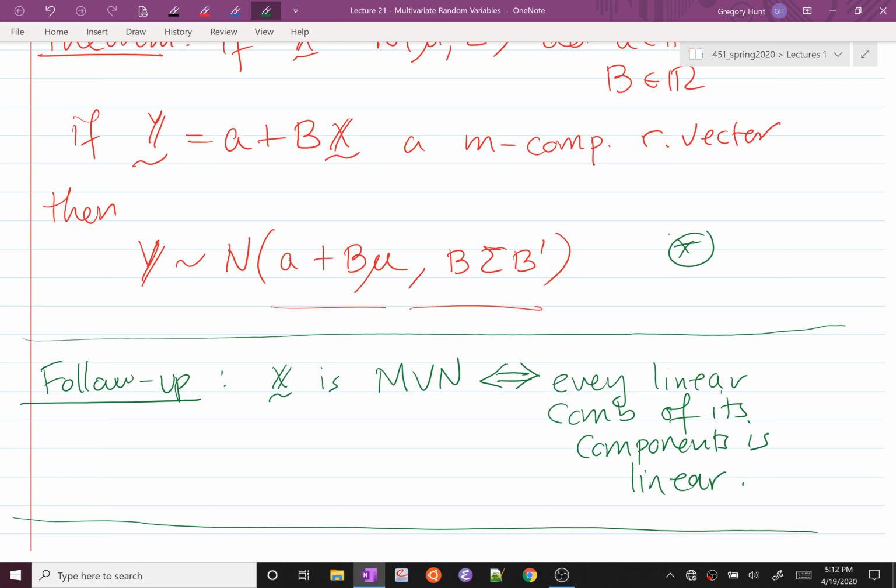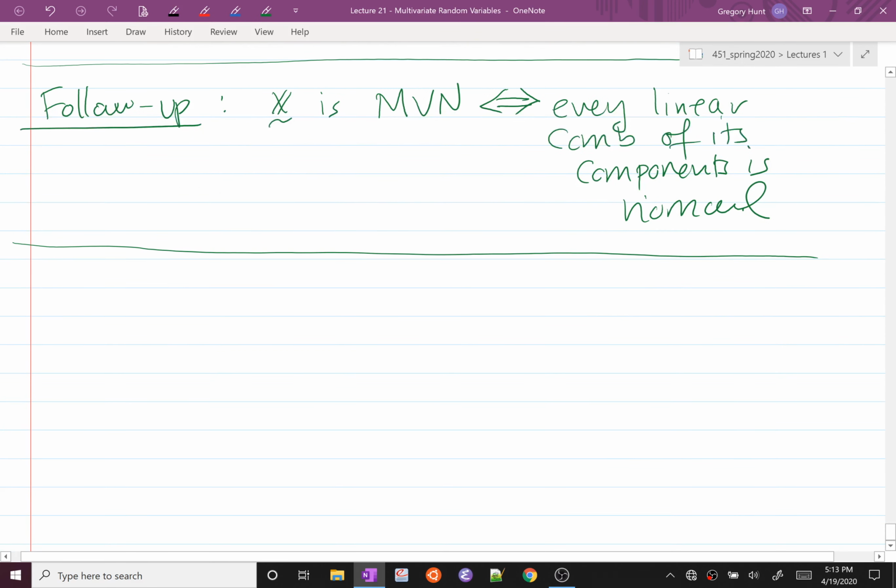But actually, instead of defining the multivariate normal by its PDF, you could just say that if there is a random vector out there for which every linear combination of its components is normal, then our random vector is multivariate normal. So it's like a characterization of the multivariate normal.